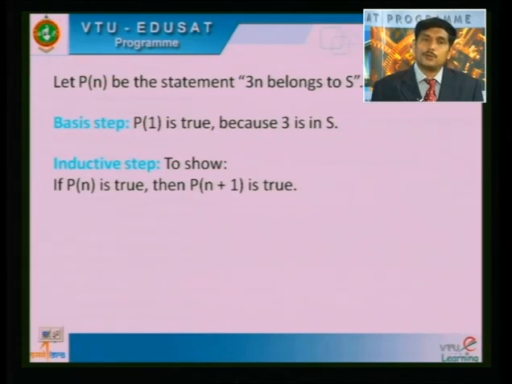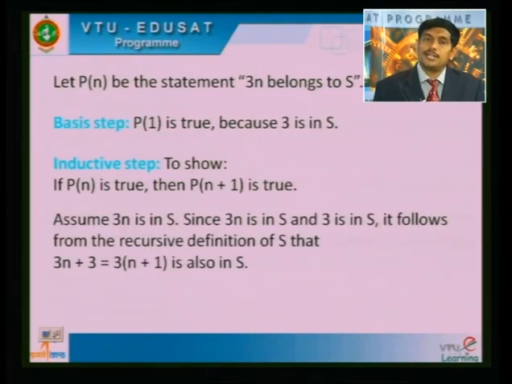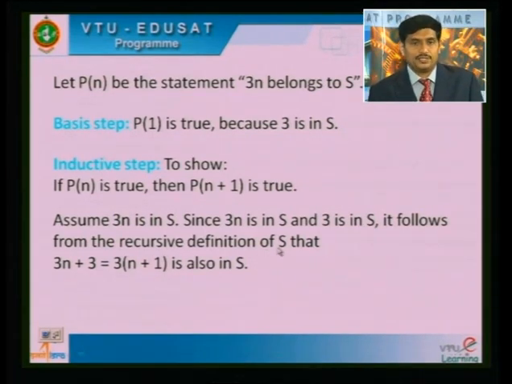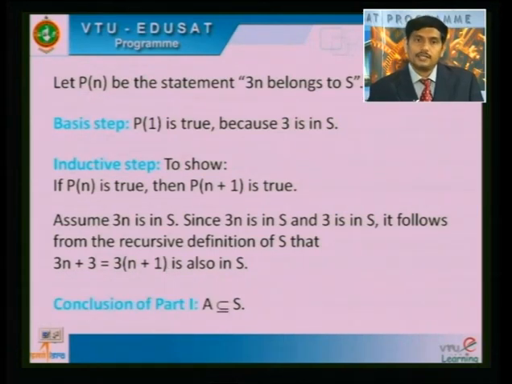In the induction step, we show that if P(n) is true, then P(n+1) is also true. What is the assumption here? Here 3n belongs to S. In place of n you can take k also, but here we directly use 3n is in S. Since 3 is in S and n is also in S, it follows from the recursive definition of S that 3n plus 3 is in S. Taking 3 as a common factor, 3 times (n+1) is in S, which means it satisfies the inductive step also. This concludes part 1, A is contained in S.